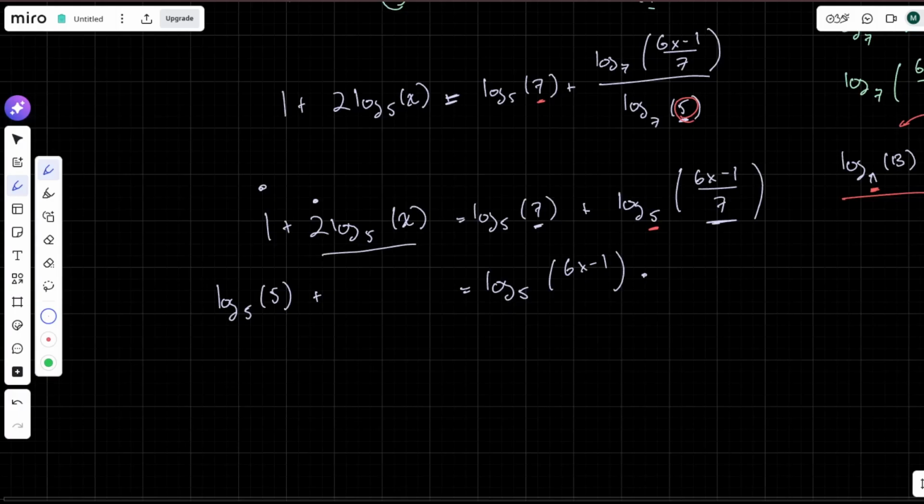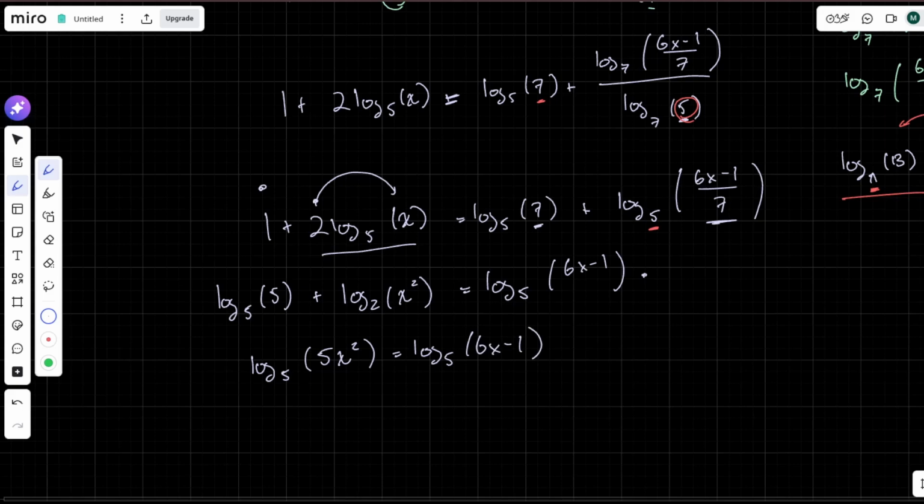What am I going to do with this? I have a 2 in front. I really want to bring these together and collapse them down into one logarithm, so that 2 is kind of unhelpful for that. I'm going to move it into the brackets and make this log base 5 of x squared. And now we have log base 5 of 5 plus log base 5 of x squared. I can use my addition formula: log base 5 of 5x squared equals log base 5 of 6x minus 1.